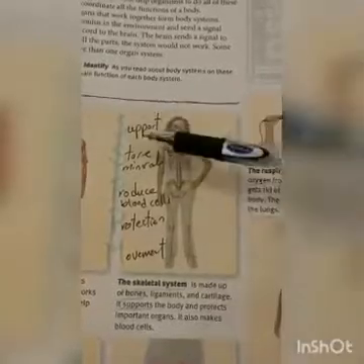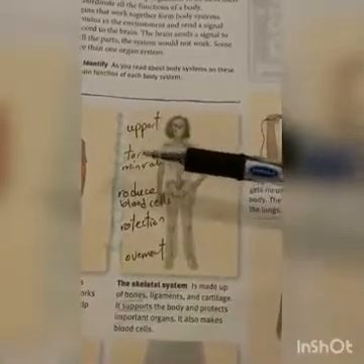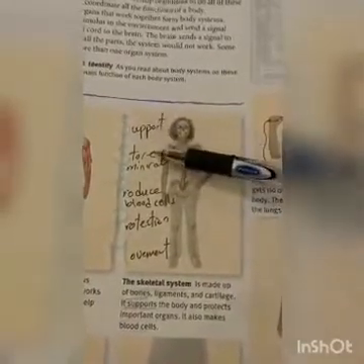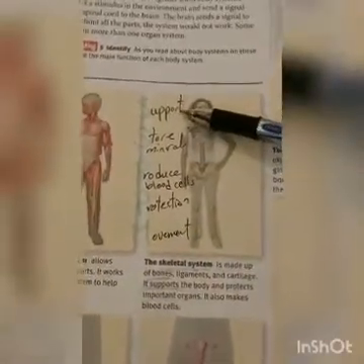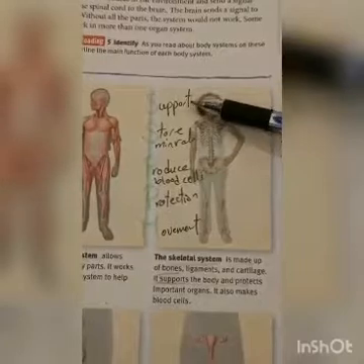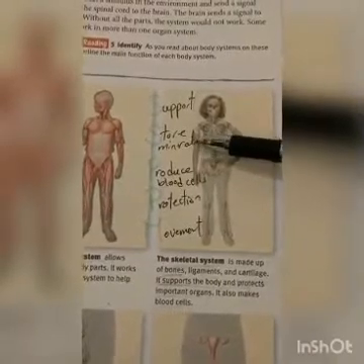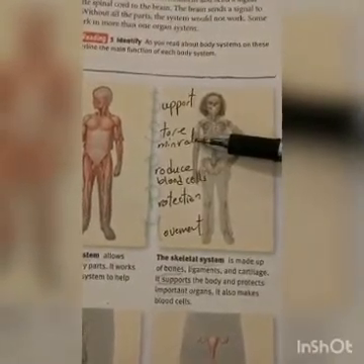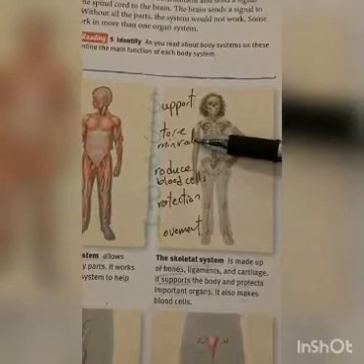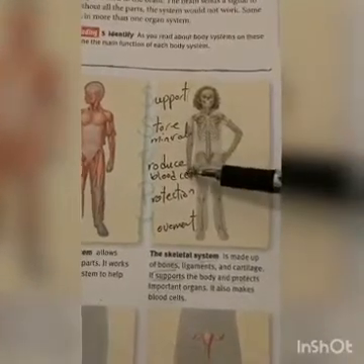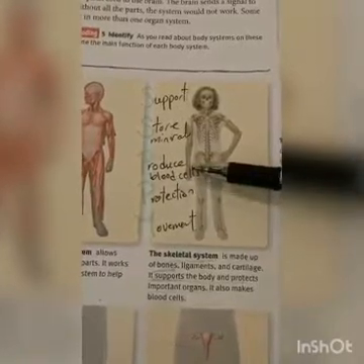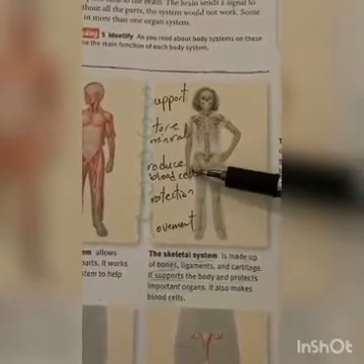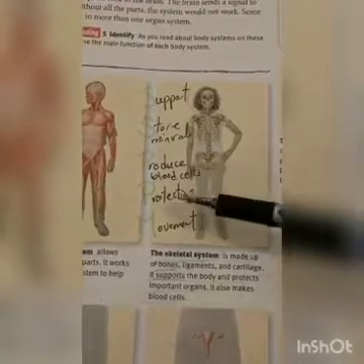Okay, what is the function of this system? The function is SSPPM, which is support, store minerals, produce blood cells, protection, and movement. The first S is for support, supporting the body parts. The second S is for store minerals such as calcium, which is very helpful for the function of nerves. And P, produce blood cells, white blood cells and red blood cells, through the bone marrow. We're going to talk about that in the next session.